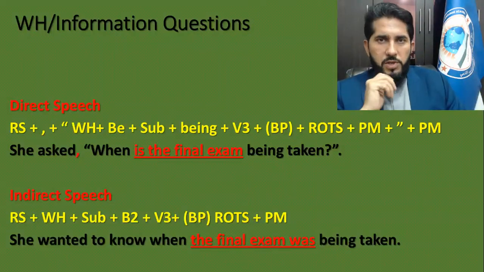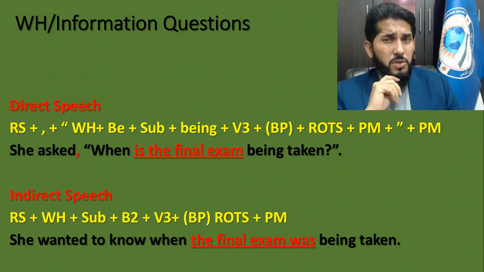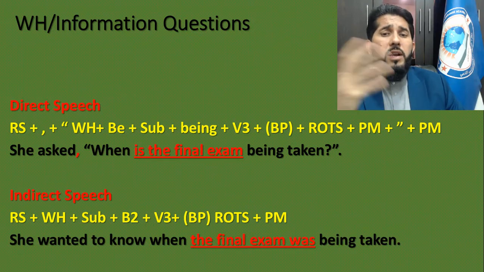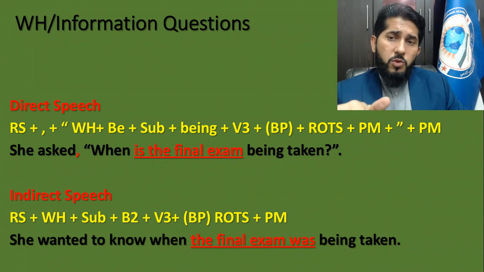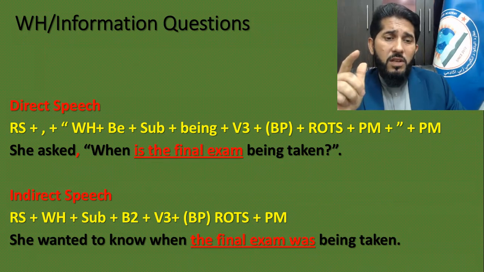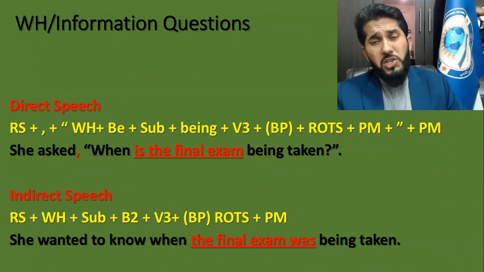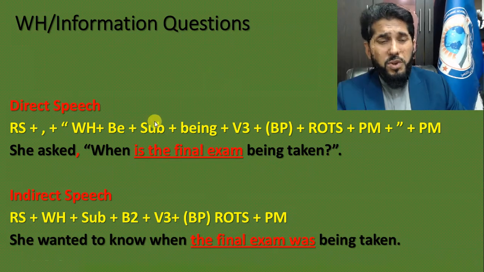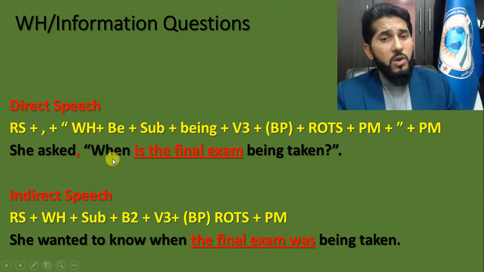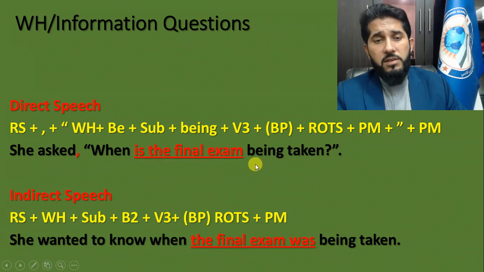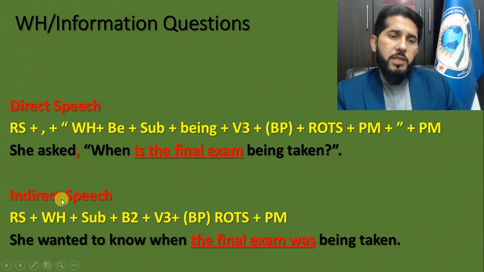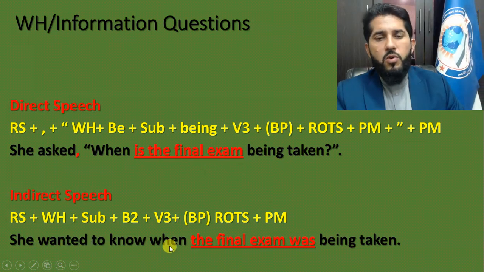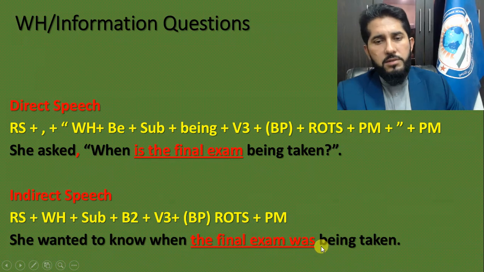WH or information questions. For WH or information questions, you do not need any sort of conjunction, neither "that" nor "if." The WH word itself functions like a conjunction in this case. Okay, look at the example. She asked, "When is the final exam being taken?" Indirect speech: She wanted to know when the final exam was being taken.